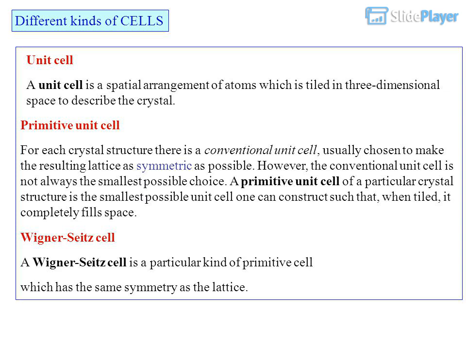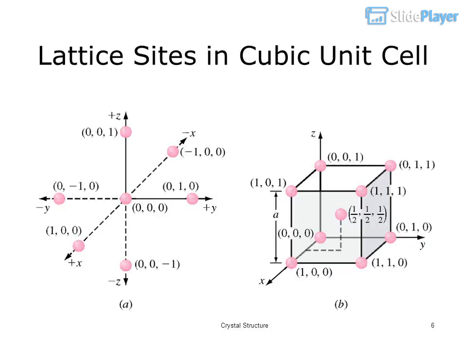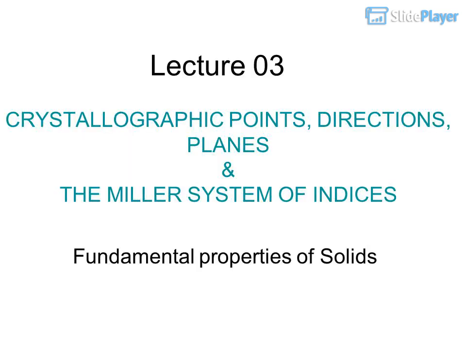Wigner Seitz cell. A Wigner Seitz cell is a particular kind of primitive cell, which has the same symmetry as the lattice. Wigner Seitz cell, 3D. Crystal structure 5. Lattice and cubic unit cell. Crystal structure 6. Fundamental properties of solids.